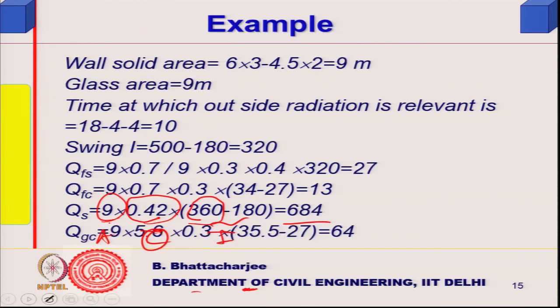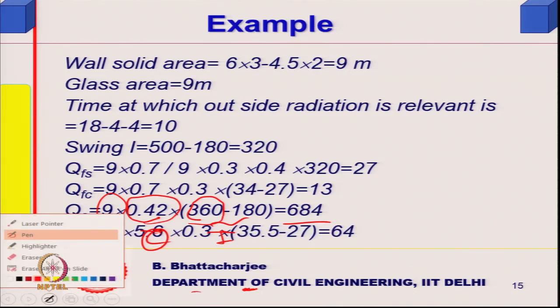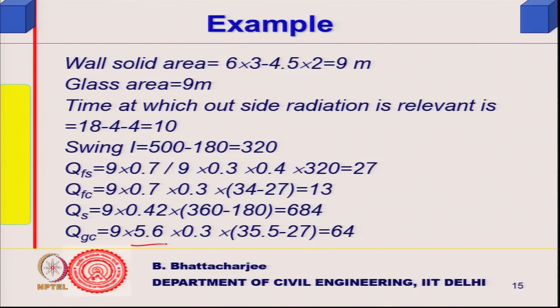Then follow it up with conduction through glass. When I have conduction through glass, it had 1 hour of time lag. So, 5 hours earlier I calculate, because 2 hourly temperatures were given.